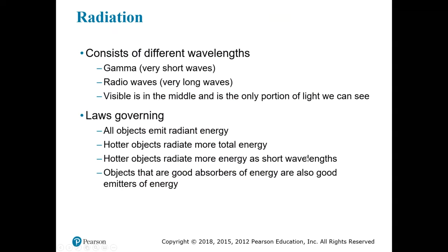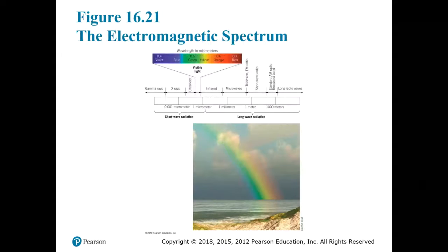Now radiation comes in different wavelengths. The gammas are the short waves, those are the ones that hurt us. The long waves don't seem to bother us, the radio waves. And then we've got some visible light. And the laws that govern radiation: hotter objects radiate more total energy. Seems obvious. Hotter objects radiate more energy as short wavelengths.